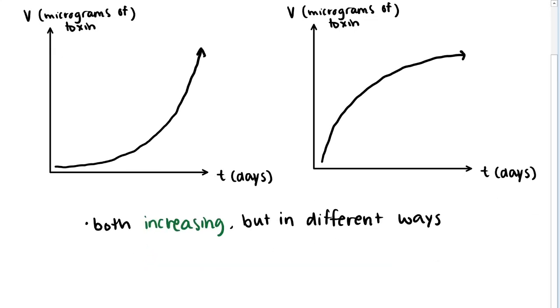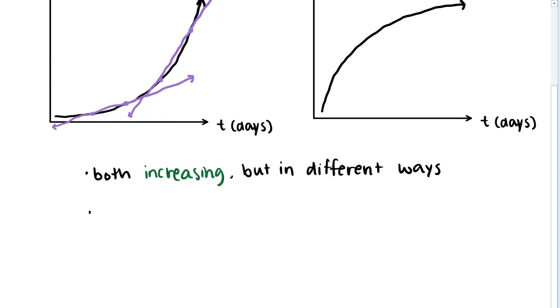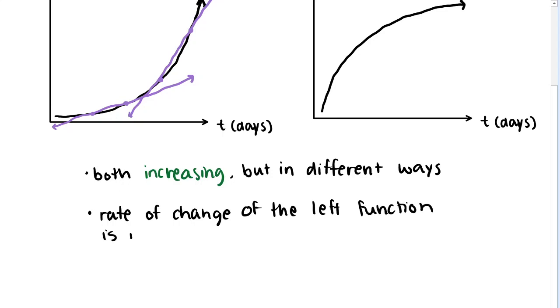If I look at the rates of change of this first graph, we talked about the average rate of change as being the slope between two points on your curve, on your function. And if I look at the average rate of change between a few different points, we can see that the average rate of change is increasing. So for this left graph, let me write this down, the rate of change of the left function is increasing.